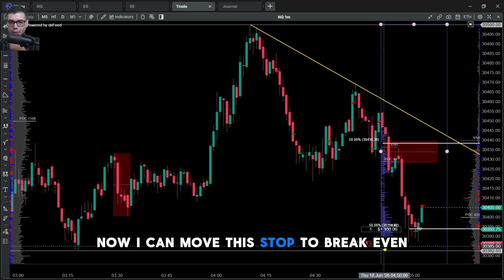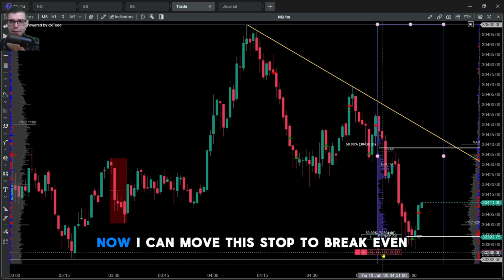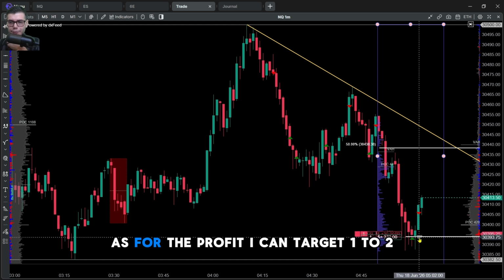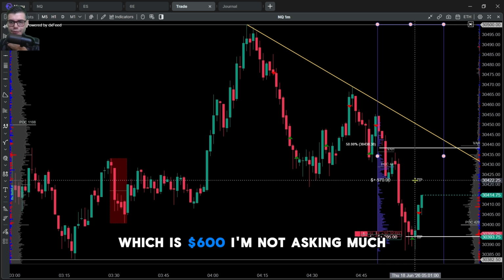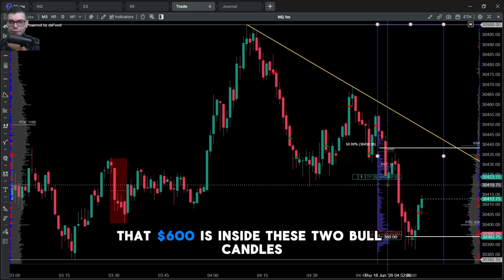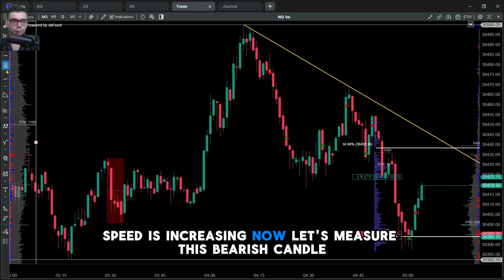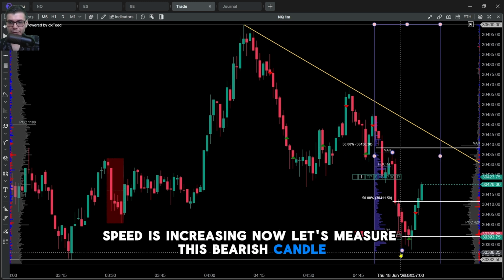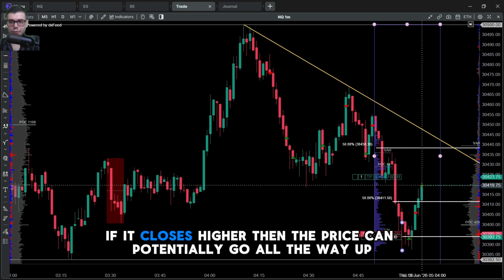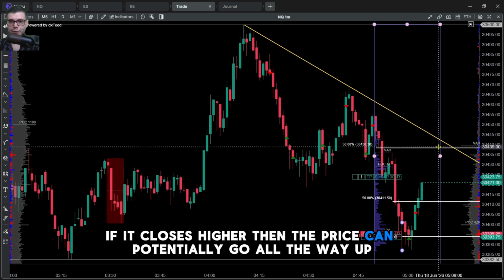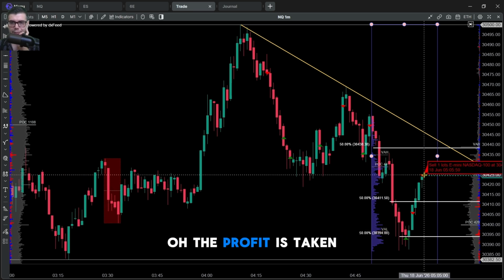Now I can move this stop to break even after this candle closes. That candle closed higher. Now I can move the stop to break even. As for the profit, I can target 1 to 2, which is $600. I'm not asking much. That $600 is inside these two bull candles. Speed is increasing. Now let's measure this bearish candle. It closed above half. That's a break of structure. If it closes higher, then the price can potentially go all the way up and test this trend line again. Oh, the profit is taken.